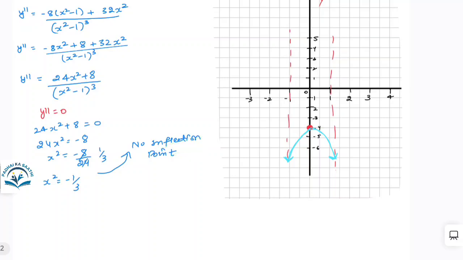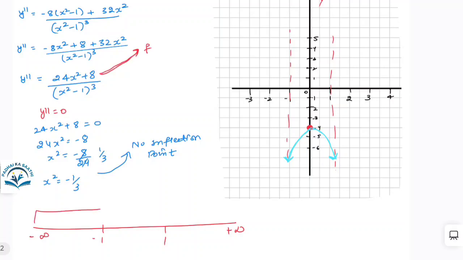And the next step, you have to find where there will be concave up and where there will be concave down. For that, in the case of the second derivative, you have to make a number line first. The number line goes from minus infinity to plus infinity, and from the vertical asymptotes you also get the values of x as minus 1 and 1. So you have to check in between these whether the function is concave up or concave down. You can take any number between minus 1 and minus infinity. Let's suppose we take the number minus 2.